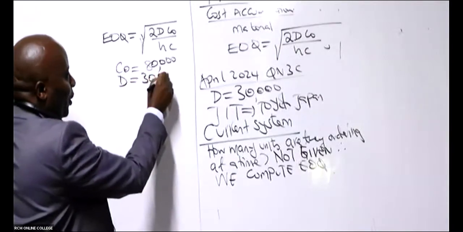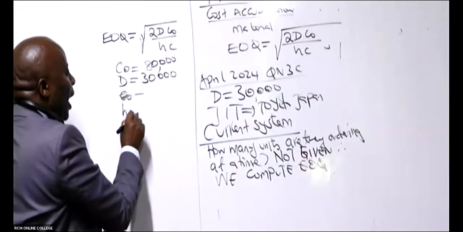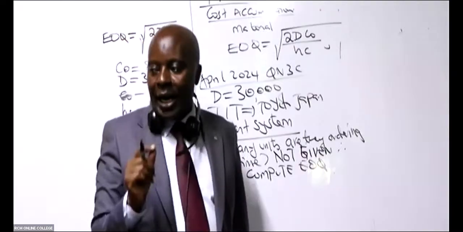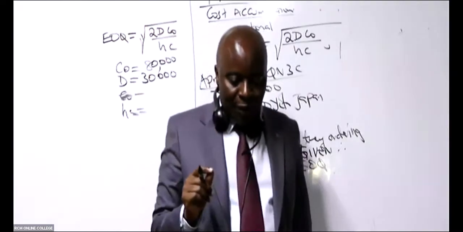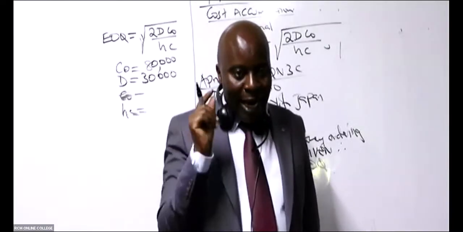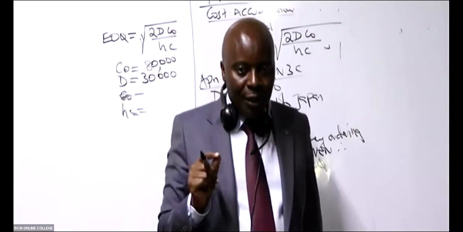Annual demand is 30,000. Do we have cost per order? This is given already. You have given it to me. How about holding cost? Holding cost per unit per annum. Has this been given to us? Thank you, Eric. At least Eric is following. For the current system, have they given me the holding cost?